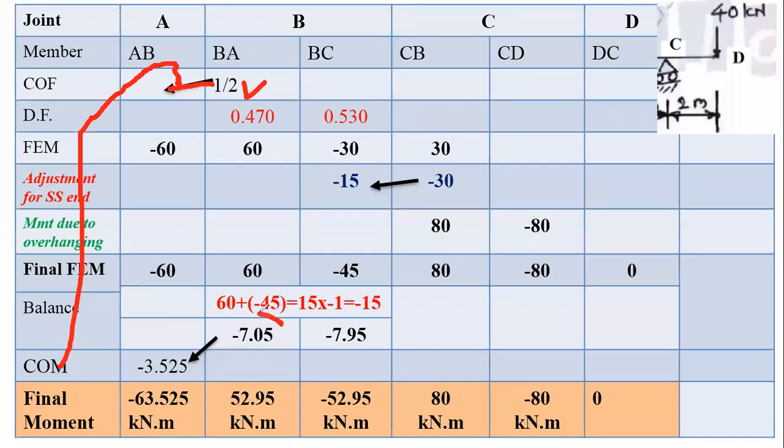मग BA ला मुव्हमेंट काय आहे बॅलन्स स्टेपमध्ये? मायनस 7.05. त्याचा हाफ काय होणार? Minus 3.525. This is the carryover movement which depends on the carryover factor. BA to AB, 50% amount.